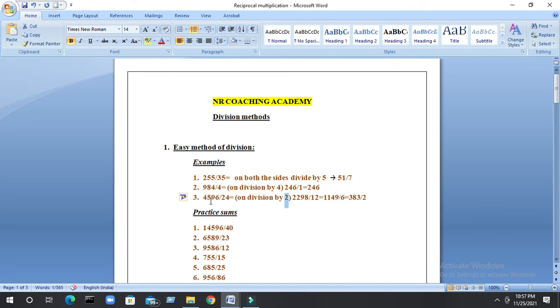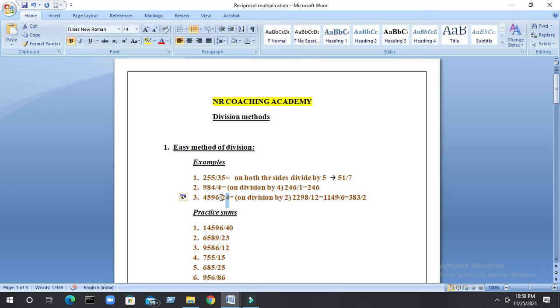Coming to example 3, the number is 4596, dividing it by 24. First I start dividing it by 2. Why? Because any number ending in an even digit in its units place, as we see in the example, the units place has 6 in the numerator, should be divisible by 2, and of course the denominator should also be divisible by 2.